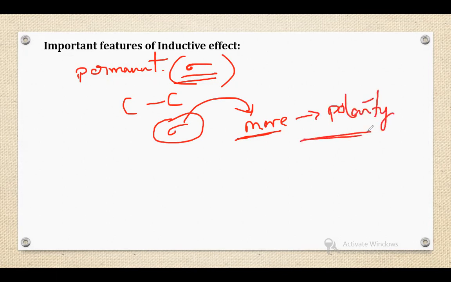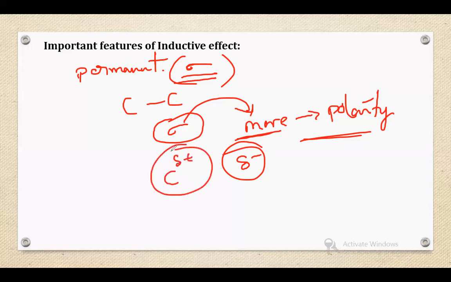So polarity will form, and due to that, the substituent group, the attached group, will get a partial negative charge and the carbon will acquire a partial positive charge. On the carbon, partial positive charge. And what happens in the inductive effect? We know that the polarization begins.